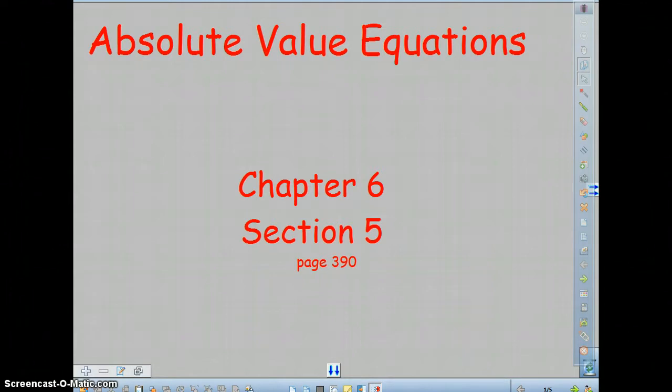All right, so we're going to start off today with absolute value equations, and what we're doing is solving absolute value equations. This is actually coming from chapter 6, section 5 of your textbook, and it starts on page 390.